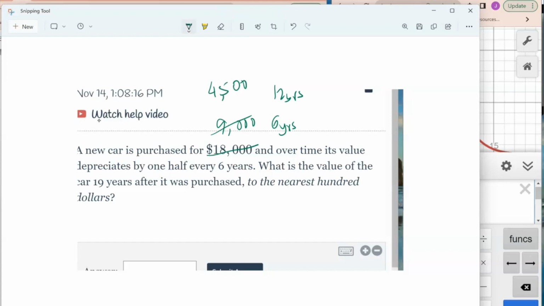But it's not asking you what's your answer in 6 years or in 12 years. Instead, it's asking you about 19 years. So 6 years from now will be 18 years. Half of that will be 2250. Okay, so that's not quite 19. So it's going to be close to this number, but not quite 19. Well, there's a little bit of a formula that we can use to figure this out instead of manually doing it by hand like the way we're doing right now.